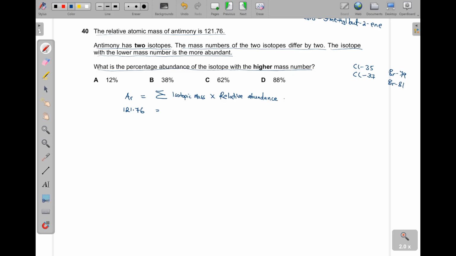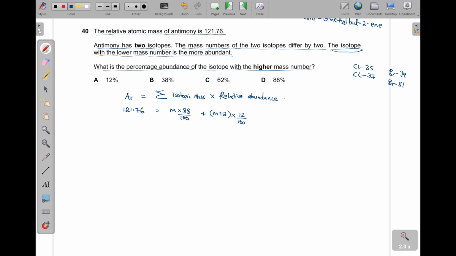So let's say we are saying M here. You're supposed to get the isotopic mass, then times the relative abundance. So they say that the isotope with the lower mass number is the more abundant. And looking at what we are having here, let's pick the 88, okay? So I can have here 88 over 100, okay? Then plus, the other one will be M plus 2, okay? Then times, what is the other percentage? From here, it has to be 12 over 100.